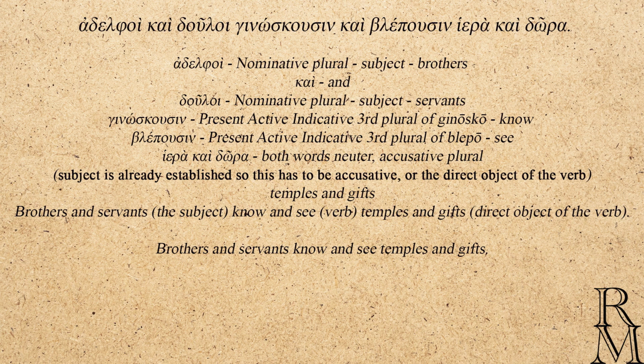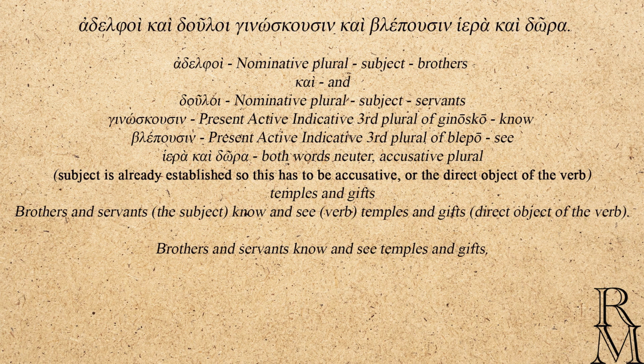Now, I picked this one out to do the example because in the neuter, your nominative and accusative plural both end with that alpha. But we already know that we have the subject picked out because the first two words, brothers and servants, or Adelphoi and douloi, can only be nominative plural, so that is the subject. So we have hiera and dora are both going to be neuter accusative plural of these. Since the subject is already established, he's become the direct object of the verb, and it is temples and gifts.